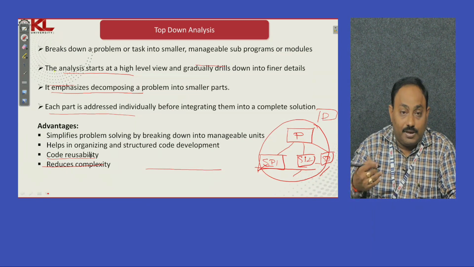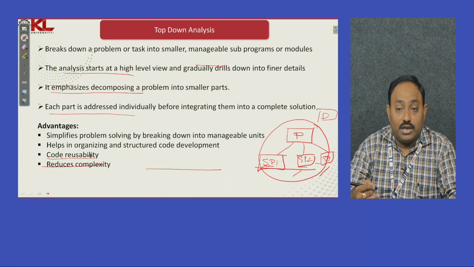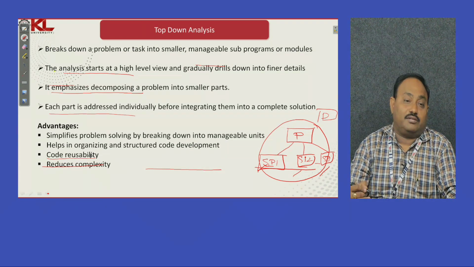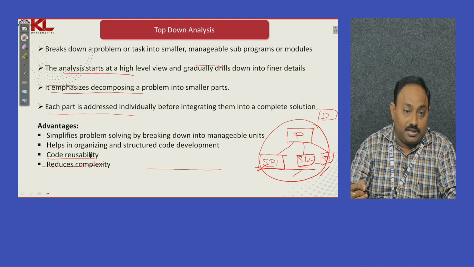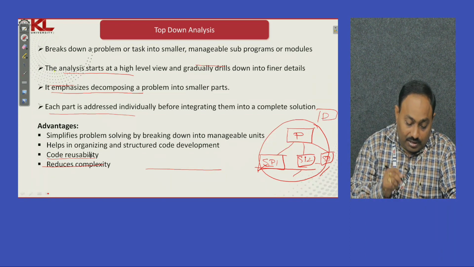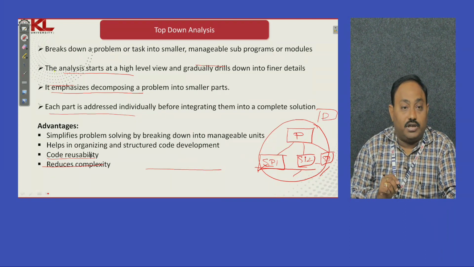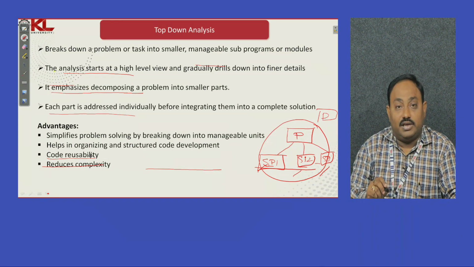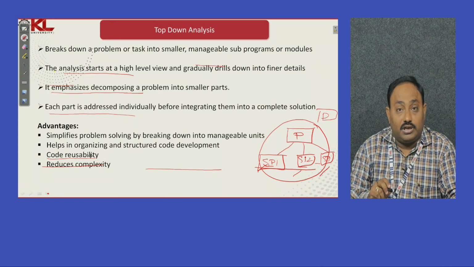The reusability means once we define a code, the same code can be used so many times. So that is the code reusability that can be done by using this top down analysis. The next thing is reduce the complexity. This is another important advantage.